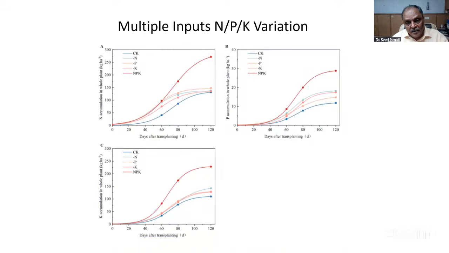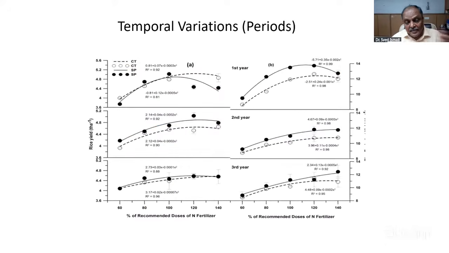Now, this is a multiple NPK variation. These are all taken from different sources. Different curves, points are plotted for different amounts of input, at different stages, so many days after transplanting. And these are temporal variations, period. Last year, next year, second year, third year, fourth year, in the same field, what variations come?